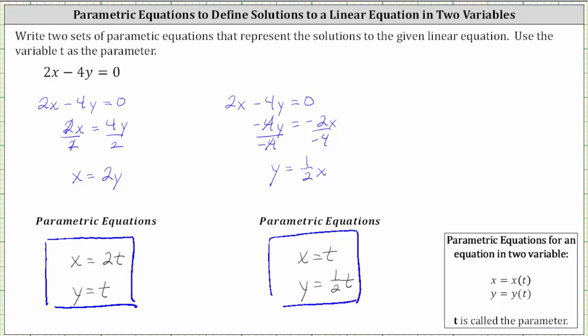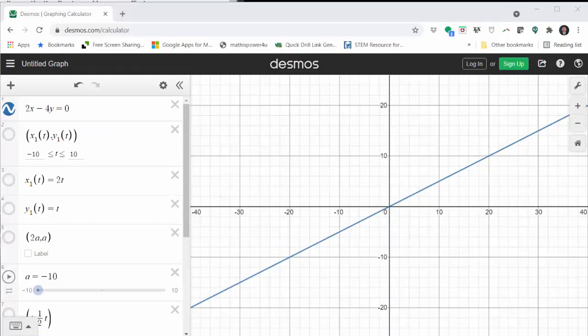Before we go, let's take a look at a graph of the original equation as well as the parametric equations. In blue, we have the graph of the original linear equation 2x minus 4y equals 0. Remember, in this form, the lines do go in both directions forever. And now let's take a look at the graph of the parametric equations x equals 2t and y equals t. Typically, when graphing parametric equations, we define an interval for t. Here we have the closed interval for t from negative 10 to positive 10. So because we have a specific interval for t, it's not going to graph the entire line.